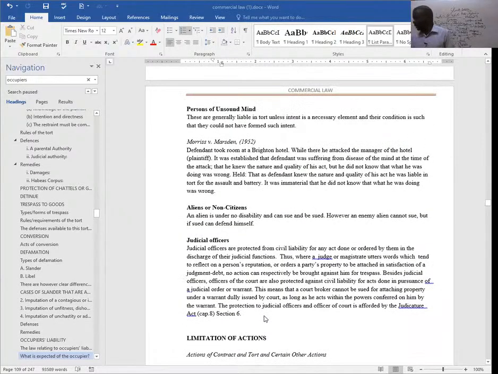So those are basically persons, how you can look at persons as to whether they can be held responsible under the law of tort, or they cannot be held responsible under the law of tort. So that's basically what you need to be able to understand about defamation, and of course, occupier's liability, the general defenses under the law of torts, and also the persons who can be held responsible under the law of torts. So that's simply the end of this particular topic.